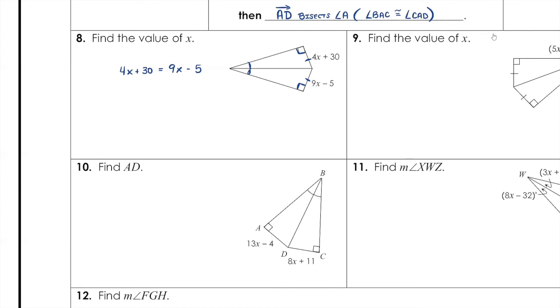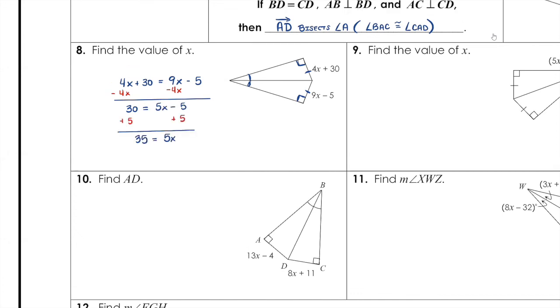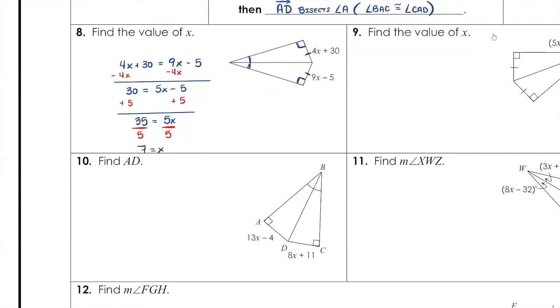Subtract 4x from both sides. Yep. 4x from left, 4x from the right. So we get 30 equals 5x minus 5. Did I mess up? Yep, we're going to add 5 to both sides, and then divide both sides by 5. So 7 equals x.